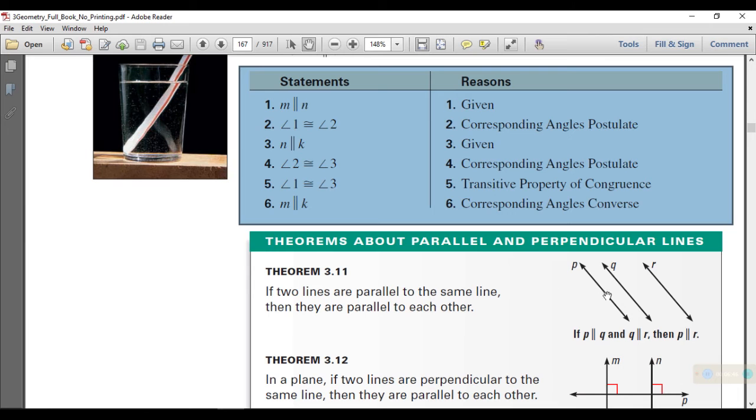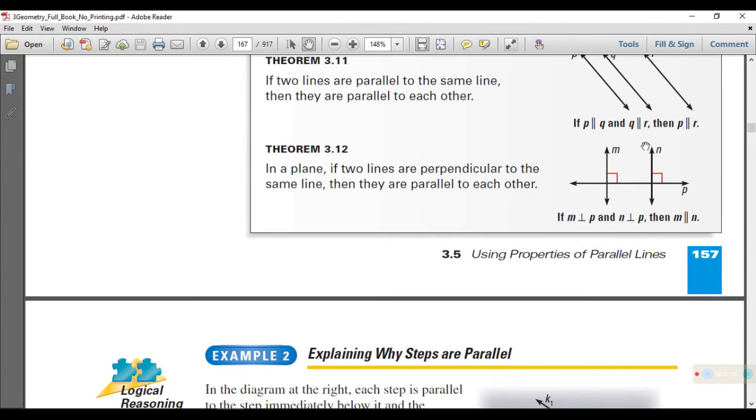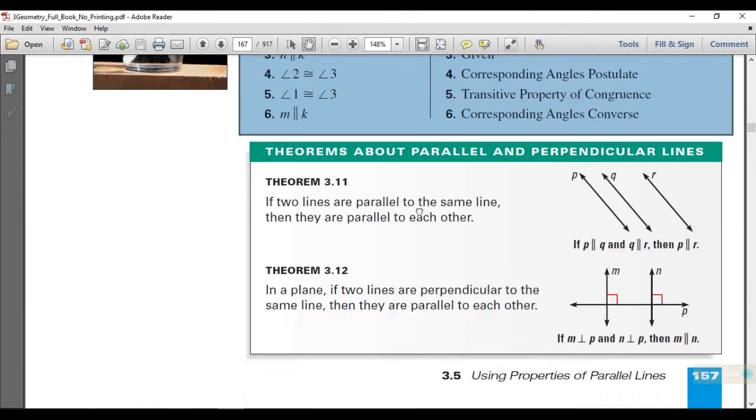If you are going to draw a transversal here, you are going to end up with corresponding angles, and you will be employing the transitive property of congruence and corresponding angles converse. Okay? Ito exercise daw to si Theorem 3.12, kung paano siya ipoprove. Pero, ganito lang din naman yung tatakbuhin niya.